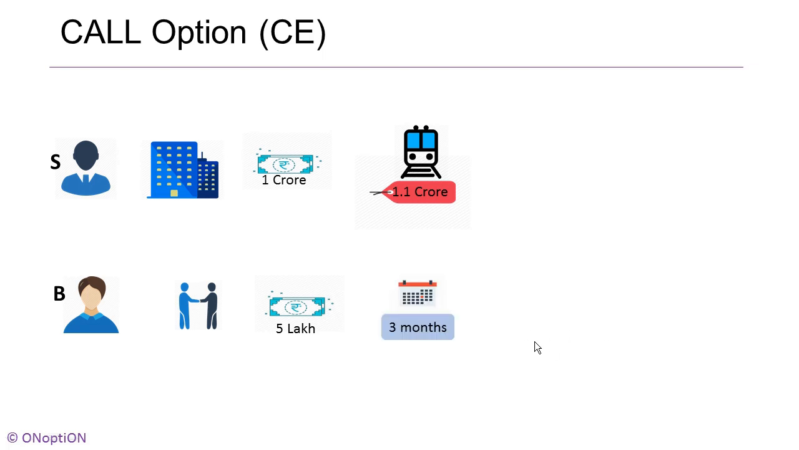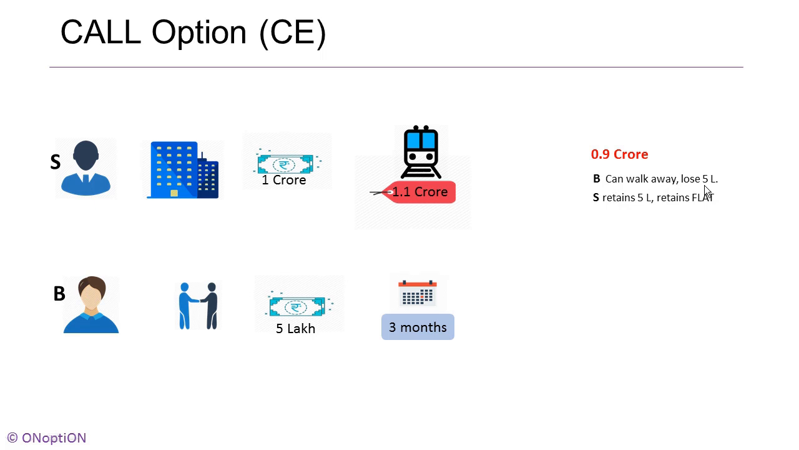So let's take a case here. After 3 months, what happens? Now they made an agreement for 5 lakh rupees so that the buyer would buy this apartment within 3 months' time. Let's take two cases here. Assume the metro station did not come up as expected, so the apartment value has gone down drastically to 0.9 crore. In this case, the person B can walk away. He may not buy that apartment because the value is already drastically down.